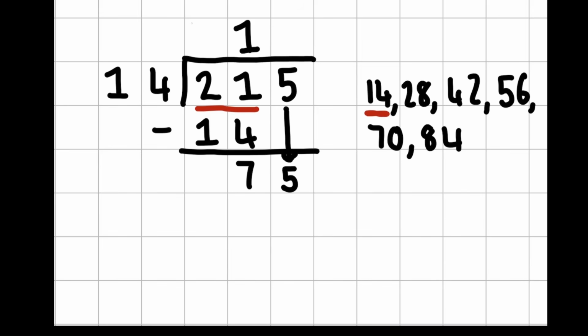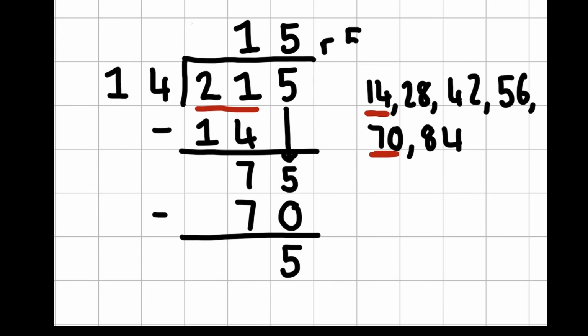I bring down the 5, so now we have 75. So now we need to see how many 14s fit into 75. I can see that 70 fits into 75, and that is 5 14s, so we put a 5 at the top. So now I need to do 75 minus 70, and that's equal to 5. I can't fit any 14s into 5, so that's a remainder. So the answer to 215 divided by 14 is 15, remainder 5.